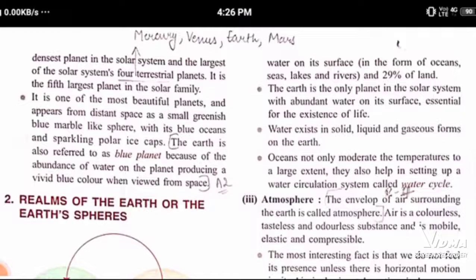The earth is also referred to as the blue planet because of the abundance of water on the planet, producing a vivid blue color when viewed from space. So why is it called the blue planet? Because of the large quantity of water present on the earth, our planet, producing a vivid blue color when it is viewed from space.